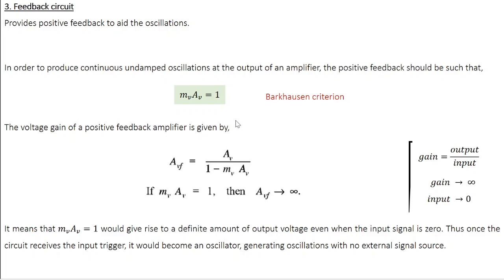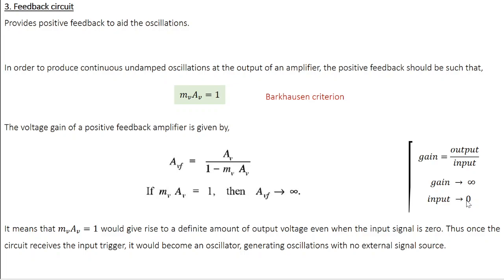Barkhausen criterion says that when MVAV equals 1, you have uninterrupted oscillation at the output. So in this equation, when MVAV equals 1, the gain AVF tends to infinity. And when can you have an infinite gain? Gain is nothing but output by input, right? So when gain is infinity, either output should be infinity. But in no practical oscillator can you have infinite output. So the other possibility is input being 0, right?